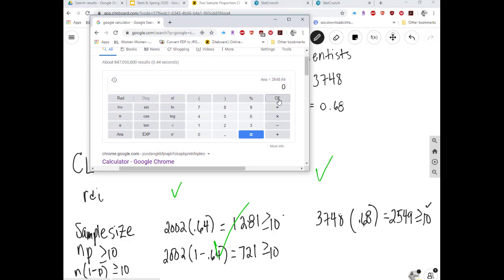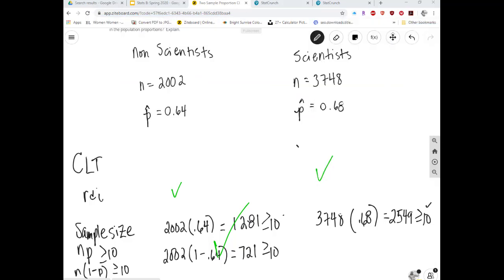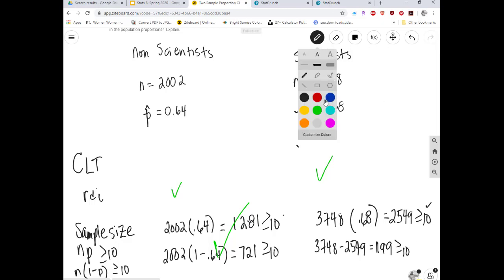So let's clear this out. I'm going to take 3,748 minus 2,549. I get 1,199. So my failures are just 3,748 minus 2,549, and that's going to be 1,199, and that is going to be greater than or equal to 10, so that checks out too, and I can go here and check this out. Perfect.